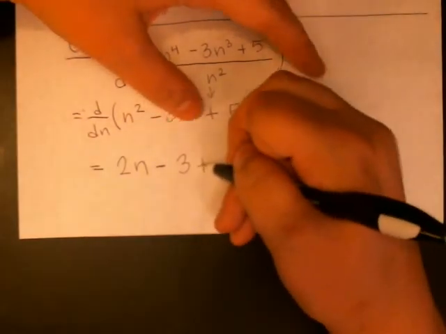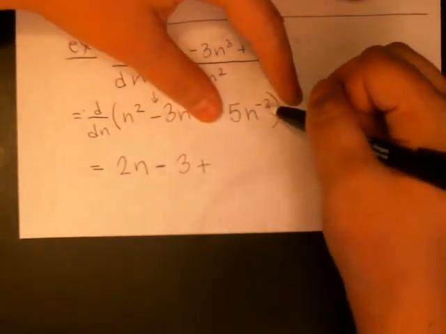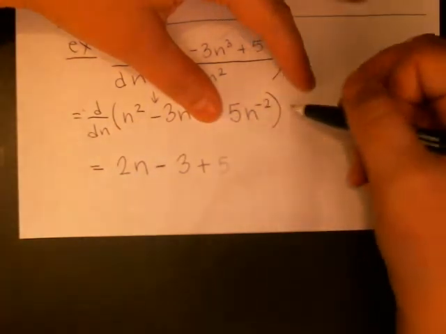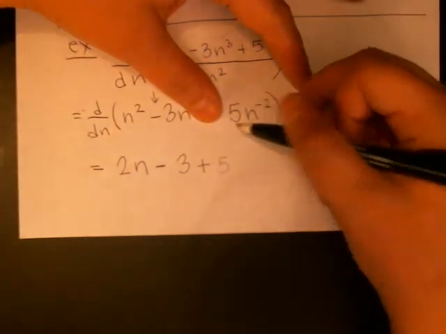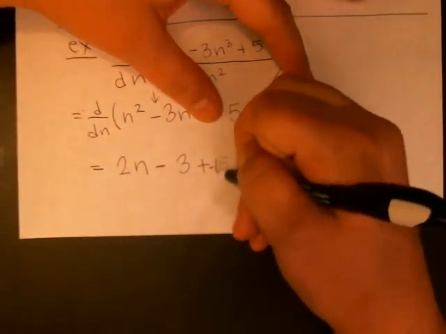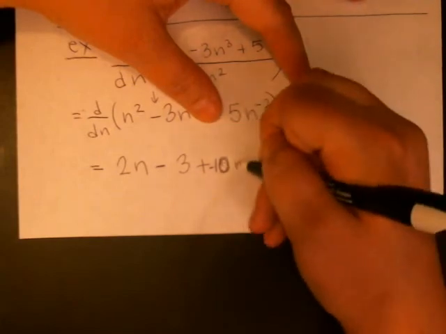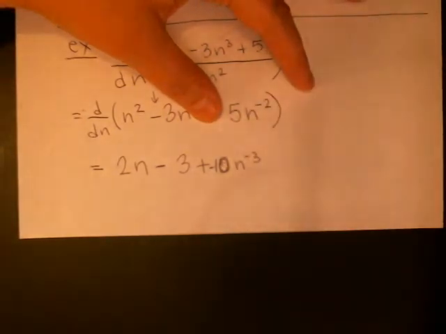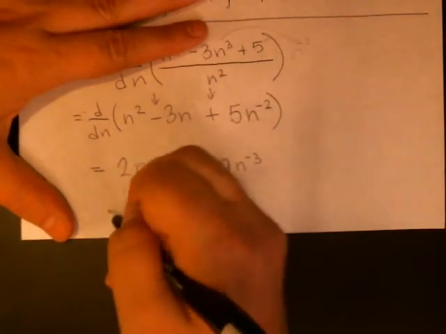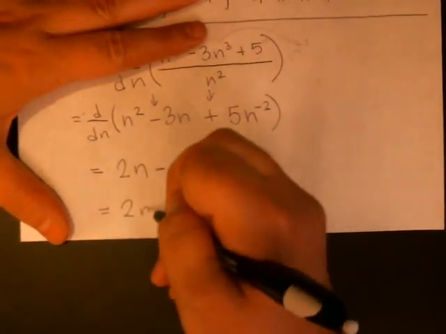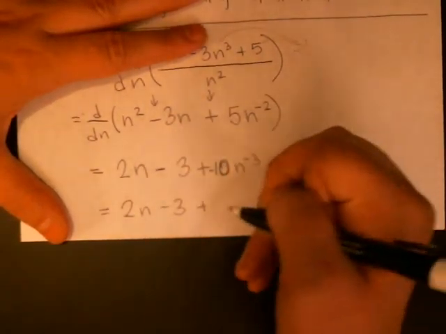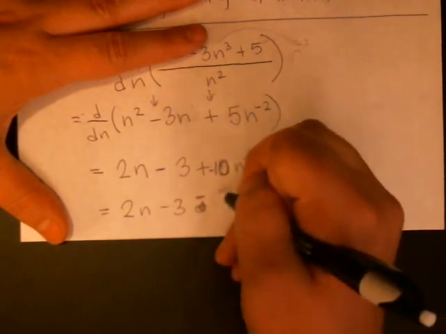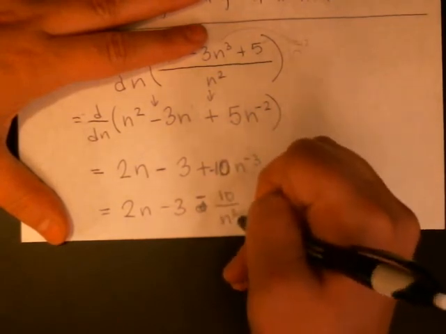And then the derivative of 5n to the negative 2, the 5 just carries down. But then when the negative 2 drops down in front, it gets multiplied. So we end up with a negative 10n to the negative 3. So just to make this look a little bit nicer, I'm going to say that's 2n minus 3, minus 10 over n cubed.